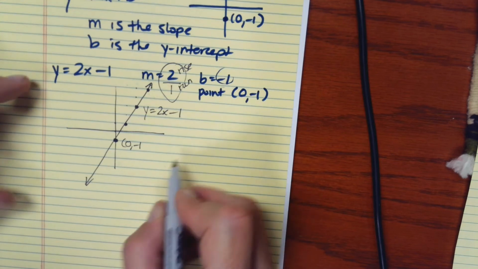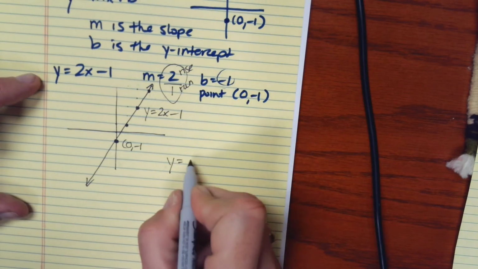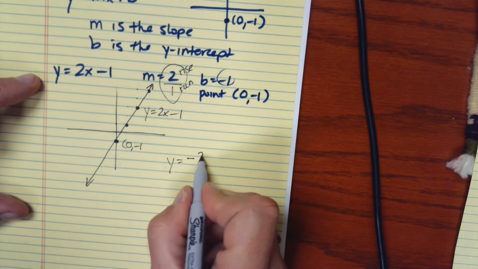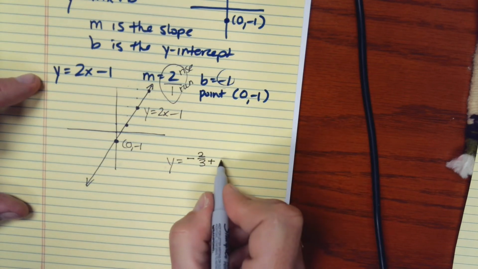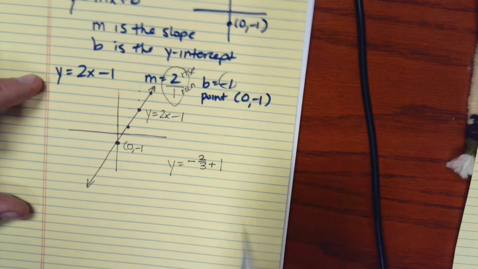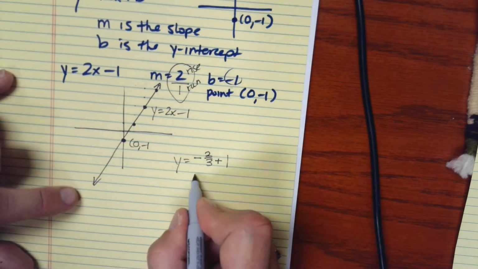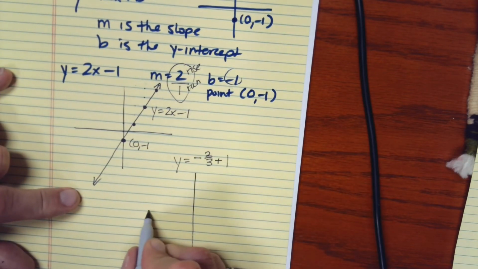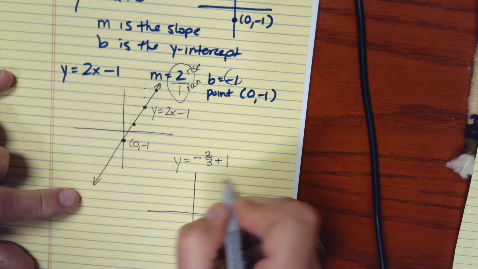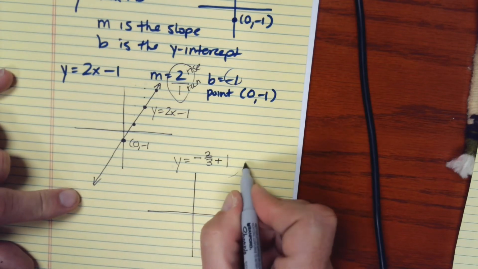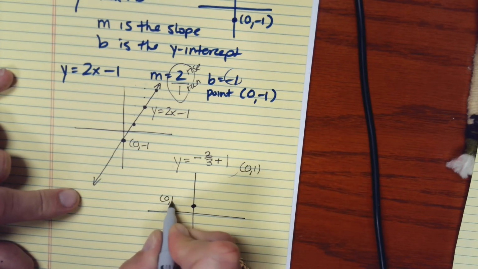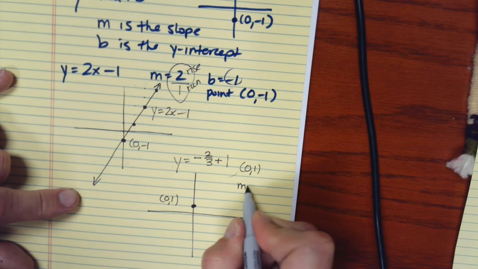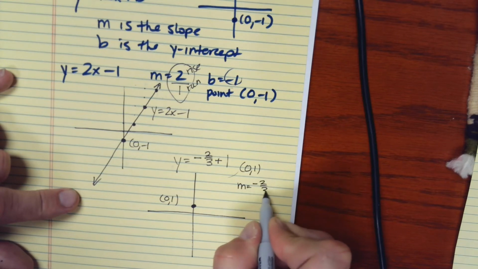Another example, let's say that we have y equals negative 2/3 x plus 1. In this case, our y-intercept is 1, so we have a point at 0, 1, so that's right here. Here's 0, 1, and my slope is negative 2/3.